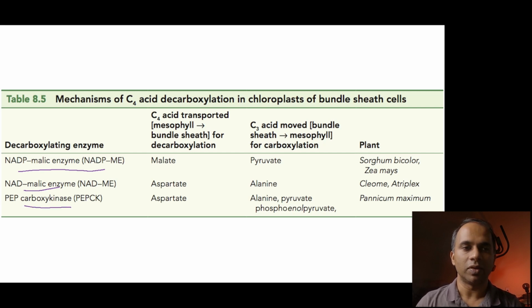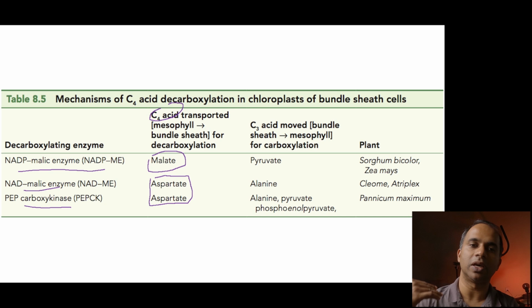Once they react, they transport the C4 acid from the mesophyll cell into the bundle sheath cell for decarboxylation. The first stable compound involved in this process for the NADP malic enzyme is malate, and for the other 2 enzymes, it is aspartate. Then the C3 acid moving from the bundle sheath into the mesophyll for carboxylation is pyruvate for the first one, alanine for NAD malic enzyme, and for PEP carboxykinase, either alanine or pyruvate or phosphoenolpyruvate.